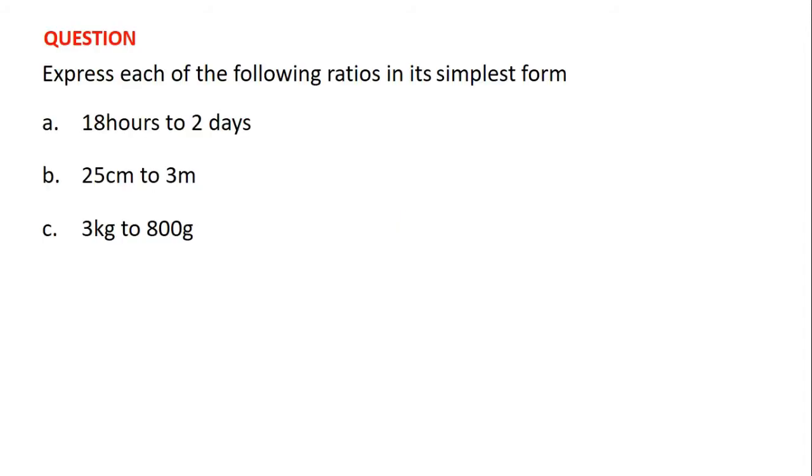The questions for this video are: express each of the following ratios in its simplest form. A. 18 hours to 2 days. B. 25 centimeters to 3 meters. And C. 3 kilograms to 800 grams. Let's begin with the first one. 18 hours to 2 days.